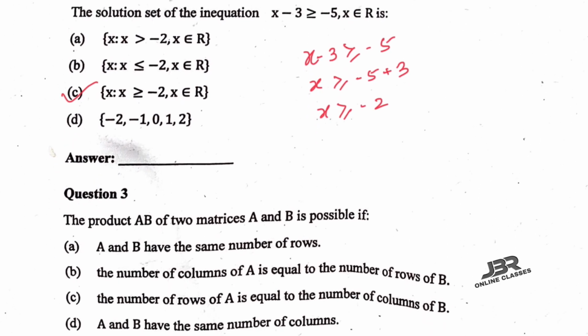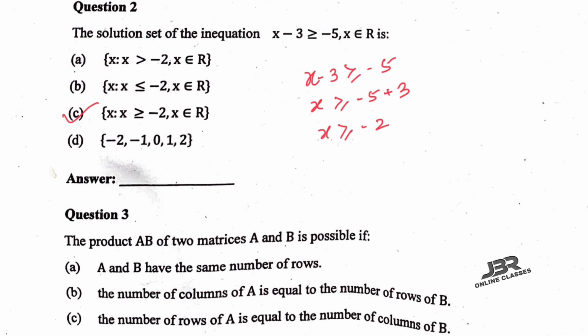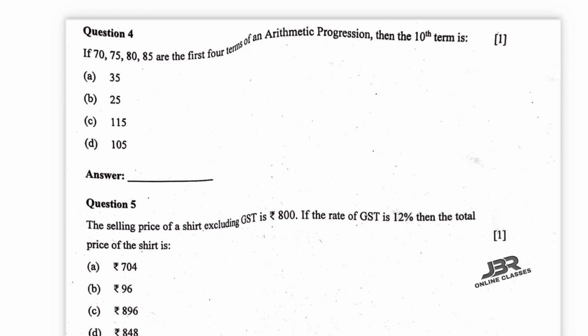Now the third one, the product AB of two matrices A and B is possible if the number of columns of A is equal to the number of rows of B. That means option number B. That is your answer. Now next one, sum number 4.